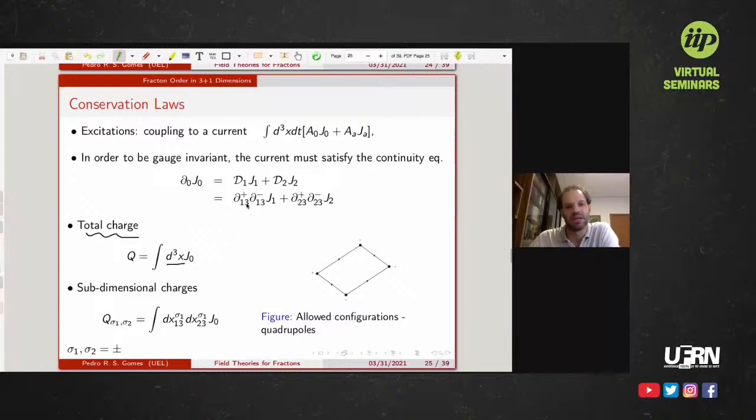But because of this form of the derivative operators, if you integrate, for example, over a spatial slice, these two terms will be surface terms, and we still have conservation of charge, even on this subdimensional manifold. This is related to the layer structure that I discussed in the previous slide.